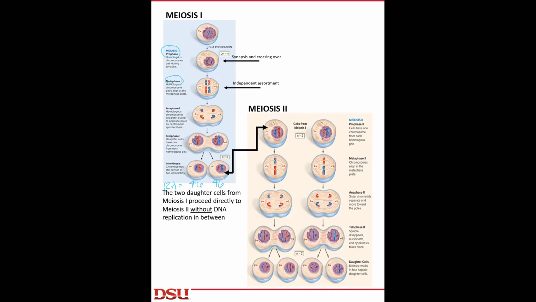Okay? Again, there's no replication of the genetic material. We go through prophase, metaphase, anaphase, telophase, cytokinesis, and now we are down to N, our haploid number, and we're at 23 each. Okay?